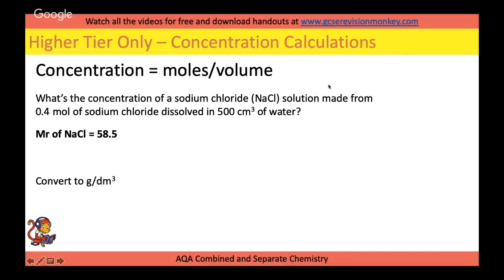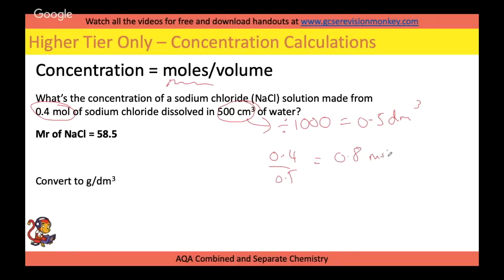Moving on then, same as before, but this time you also have the equation concentration equals moles over volume. So this question says, what's the concentration of sodium chloride solution made from 0.4 moles of sodium chloride dissolved in 500 centimetres cubed of water? Be careful, because it's wanting you to divide by 1,000. This will be your first mark to give you 0.5 decimetres cubed. So then moles over volume would give you 0.4 over 0.5, which is 0.8 moles per decimetre cubed.